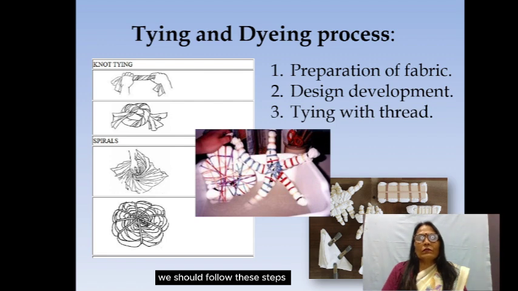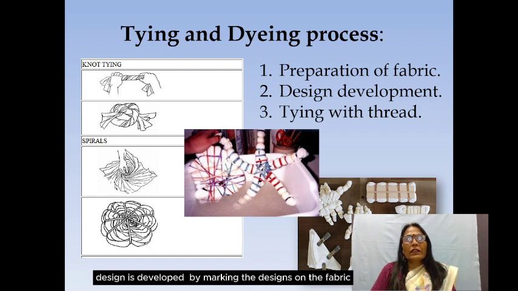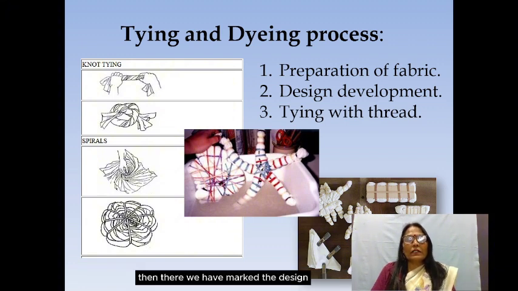So we should follow these steps for making this technique. First of all, we have to prepare the fabric. Fabric is prepared by first washing thoroughly, then making it wrinkle free by removing all the wrinkles by ironing. Design is developed by marking the designs on the fabric. Then where we have marked the design, we tie with the thread for making the beautiful pattern.